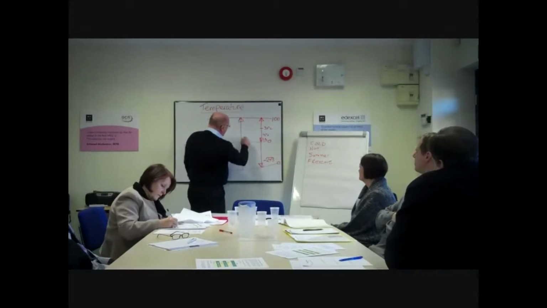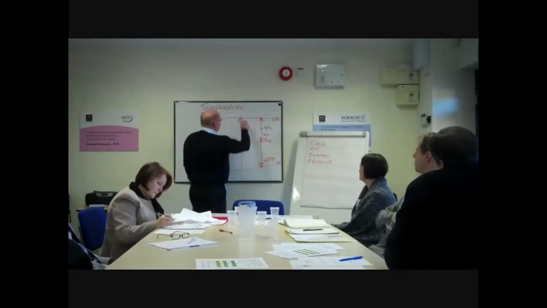So the Kelvin scale then, if we're up here, that would be 273, and if we're up here, it would be 373 Kelvin.